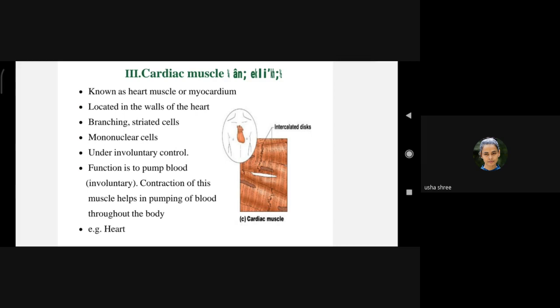We can try to control our heartbeat, but only by some practices of advanced yoga like advanced pranayam, or Siddha yogis can do that. We general people can't control our heart muscles. Function is to pump blood. Obviously, heart is made to pump blood. Contraction of this muscle helps in pumping of blood throughout the body.